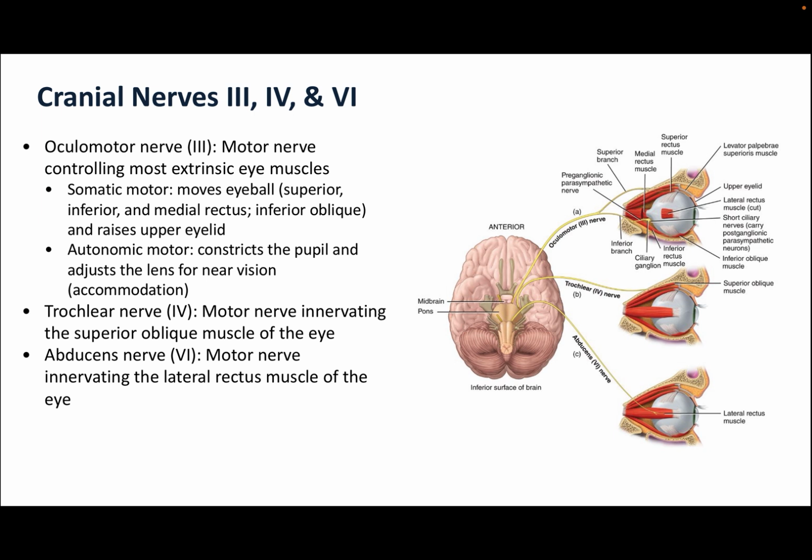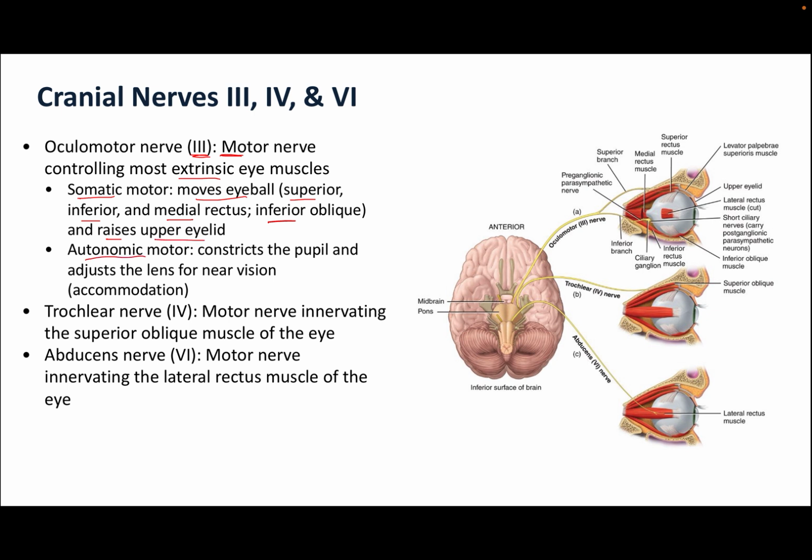So our next cranial nerve is going to be the oculomotor nerve, which conveniently is cranial nerve 3. These are going to be motor nerves, all right? And these are going to control the extrinsic eyeball muscles that are going to be responsible for helping to move your eyeballs every which way. So we have somatic motor neurons that are going to help to move the eyeball. This is going to be the superior, inferior, and medial rectus, as well as the inferior oblique, which is going to help to raise the upper eyelid.